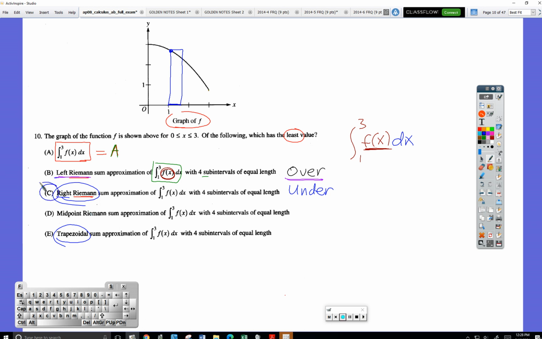So the concept here, as I'm trying to think this through, is even without drawing, what I did is I just thought that left and right are the least accurate. I just got to find which one's under. And I just circled that. I didn't even try and solve trapezoid or midpoint. Is that a concept to memorize, that right and left tend to be the least accurate?